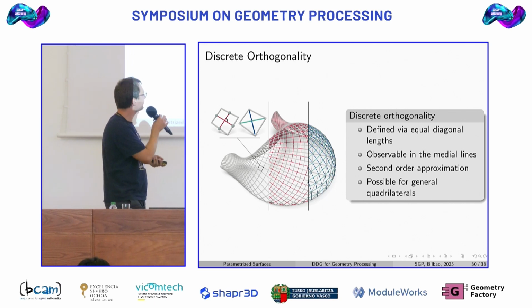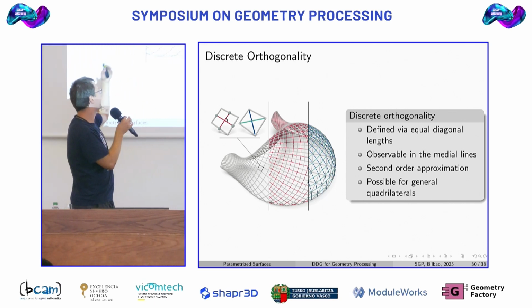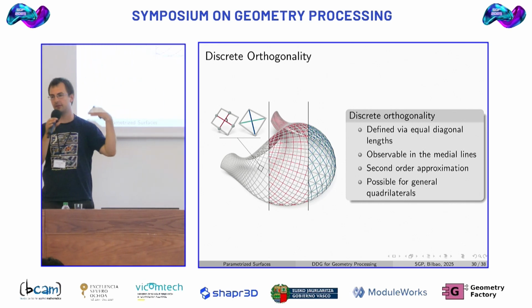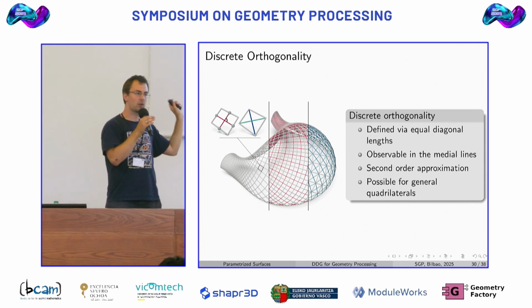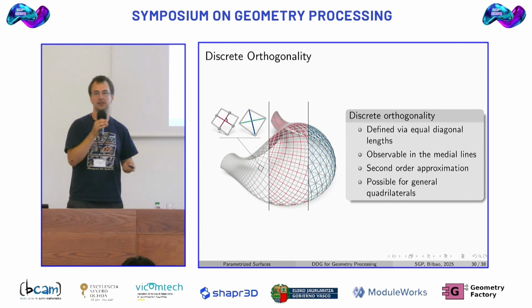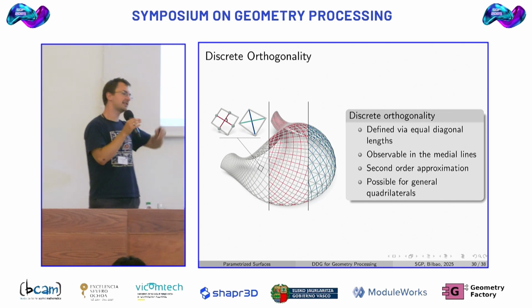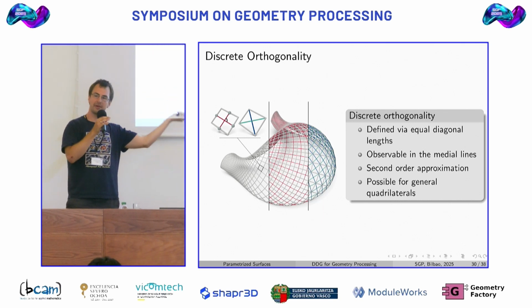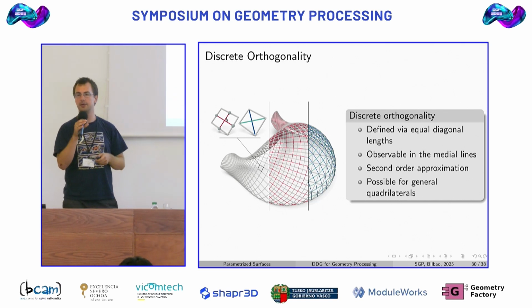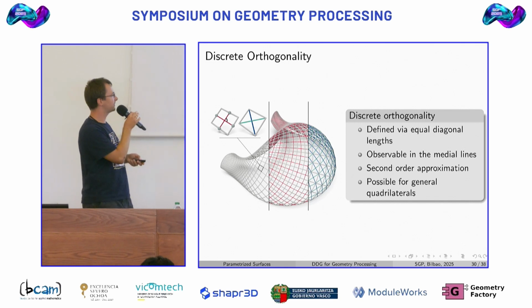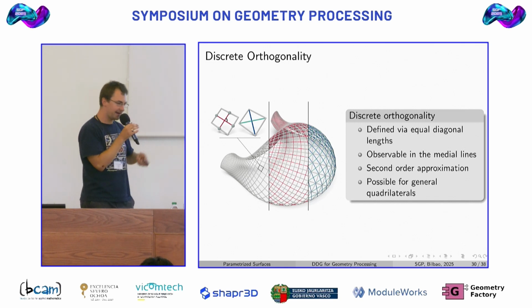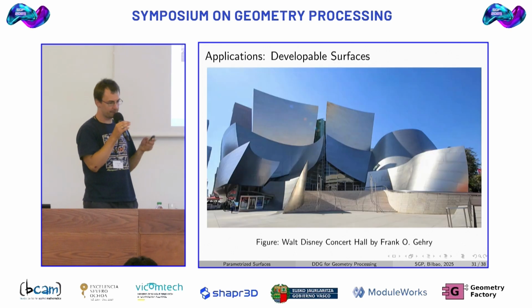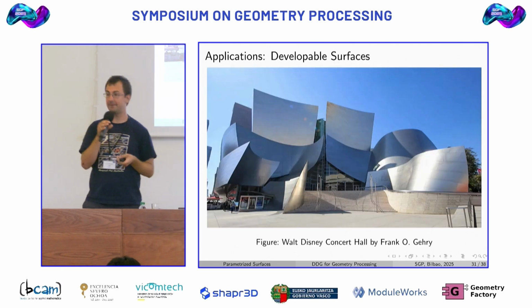And this also has good approximation order of orthogonality, and it doesn't depend on any quad being planar. And this is in contrast to the circular or conical meshes that only work for planar quad meshes. And we want to apply this notion of orthogonality now to obtain developable surfaces.